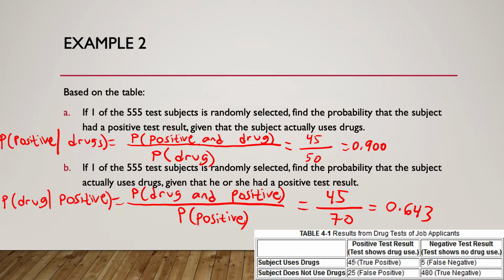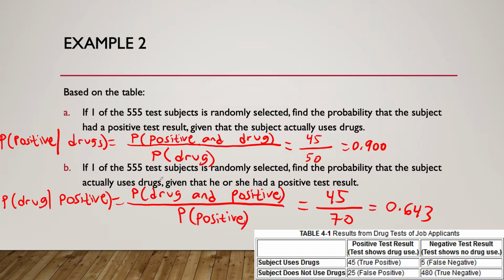We have 45 that have a positive test result and use drugs. So 45 in the numerator. The denominator being the probability of doing drugs. This would be 45 plus 5. The denominator is 50. So 45 out of 50, that's 0.9.